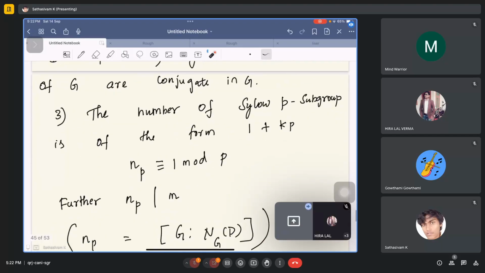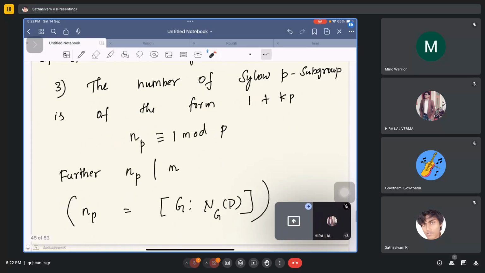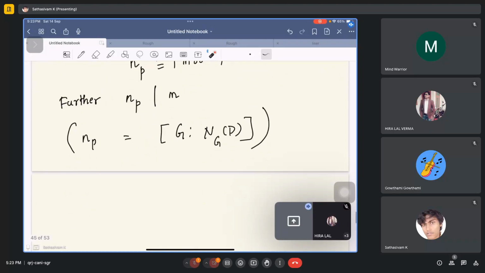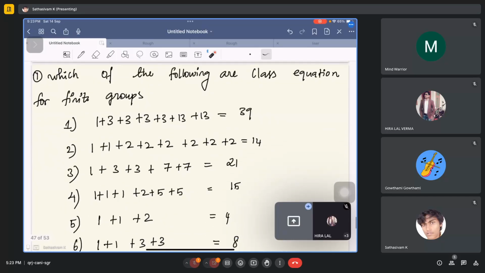And for the number of Sylow P subgroups, there is a formula. It doesn't exactly tell you the number, but it gives possible restrictions. It cannot be anything, but has to satisfy these two conditions: Np is congruent to 1 mod P, and Np has to divide M. We'll keep it in mind, and let's go and try the problems here.